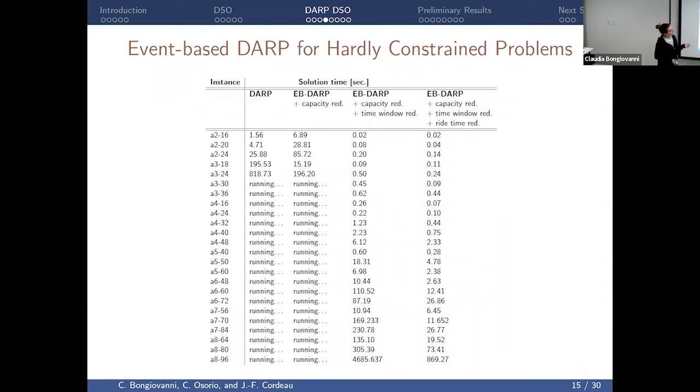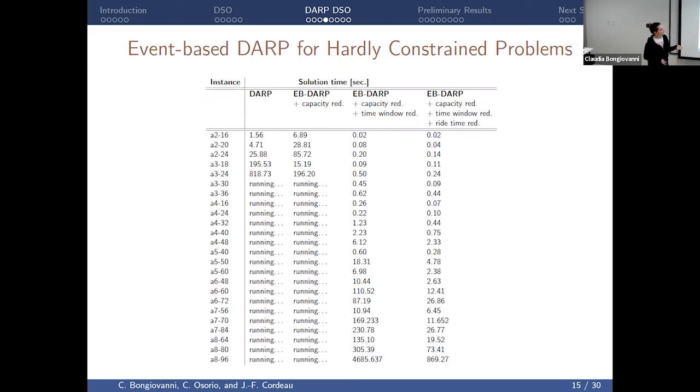And now we see EB DARP, the event-based DARP, so this new model. As we reduce the state space by different constraints, so capacity constraints, then capacity and windows, and then capacity, windows and ride times, the model becomes more and more interesting. In the last column, we have reduced the state space by all of the constraints of the problem, and we see that the same problem, 3 vehicles and 24 customers, that took 818 seconds with the classic DARP, without any solution methodology, of course, now takes 0.24 seconds with this new model without any solution methodology. So it's an interesting formulation.